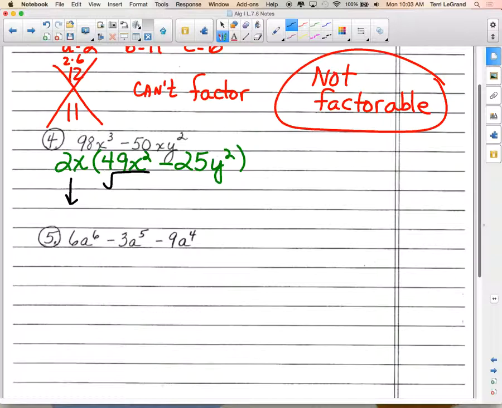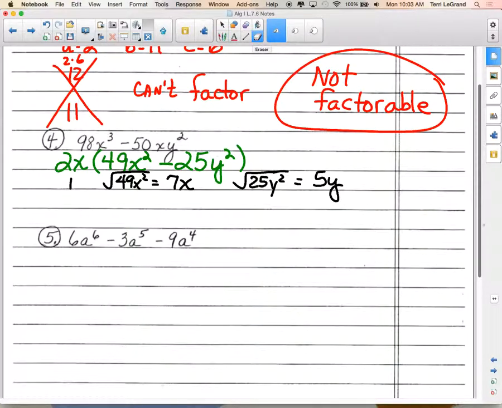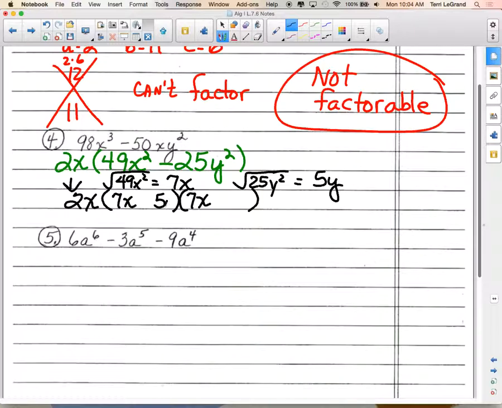That means we're going to take the square root of 49x squared and get what? 7x. We're going to take the square root of 25y squared and get 5y. Okay, we need the 2x to come down, we can't forget about that. And we're going to have 2 more factors. They both are going to begin with 7x, they both are going to end with 5y. Now what? Addition in one, subtraction in the other.